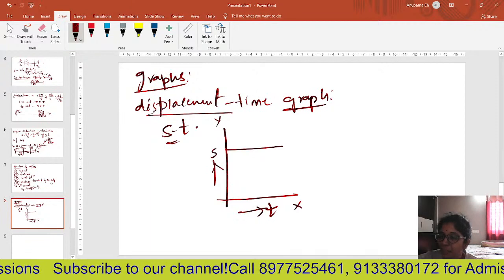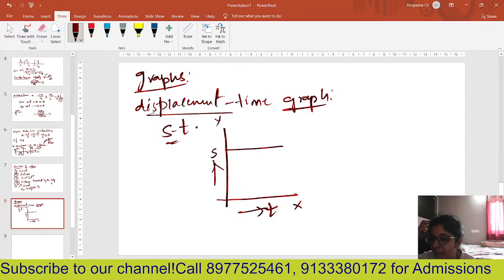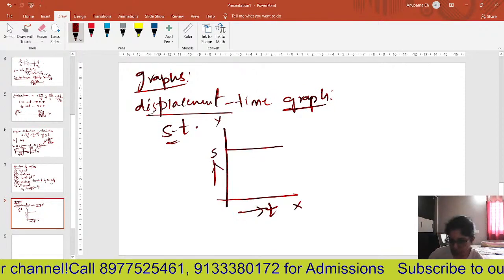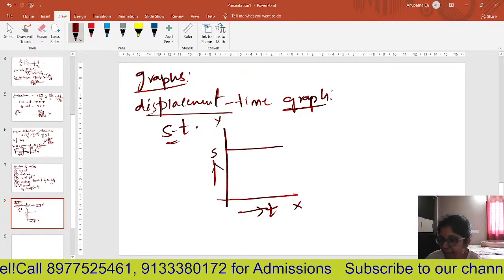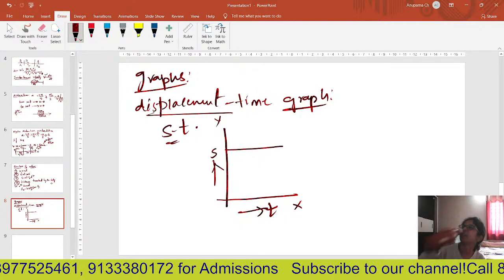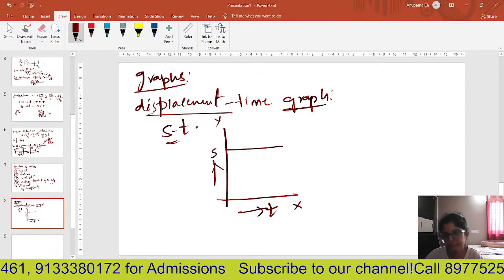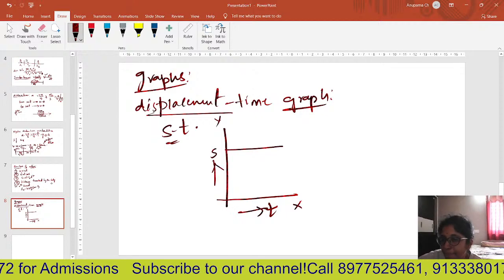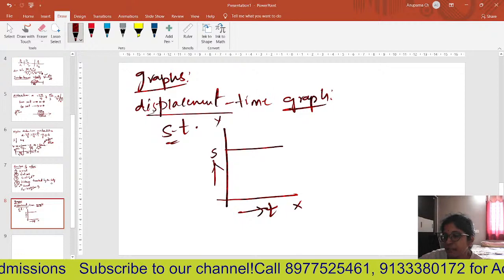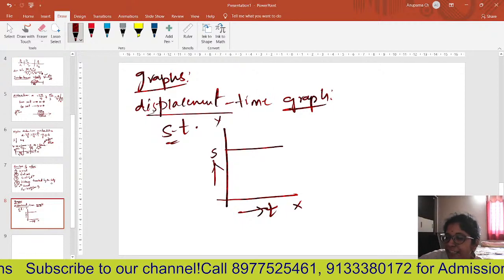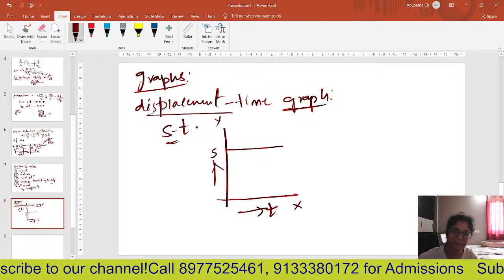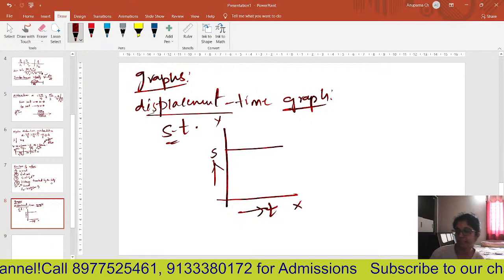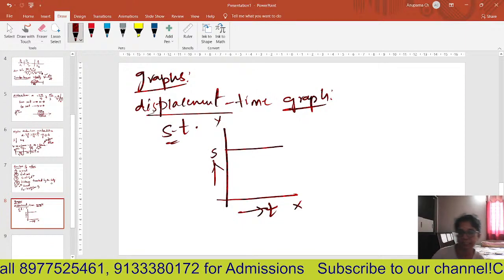What is constant? Velocity? This is a displacement time graph. Constant velocity? No. We are not discussing velocity as such. I'll tell you what when velocity comes. There's no velocity here. Wait, I'll tell you.